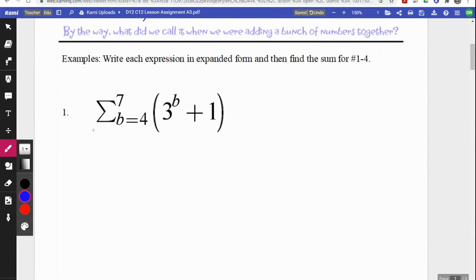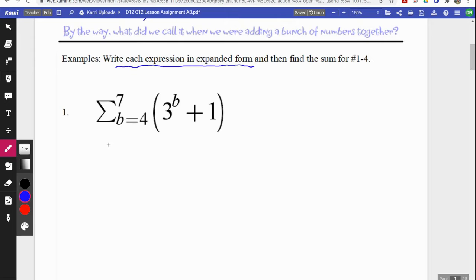Sometimes it's written like this. You may see b equals 4 on the bottom and then a 7 on top. Or it could be written on the side like this. It just depends on whatever program you're using or whatever you see. But then in parentheses is the general formula. There's only one variable, b, and that's where you're plugging in. But b is starting at 4. So we're going to write the expression in expanded form and then find the sum. Basically, just generate the terms of this sequence and then add them all up. So kind of like making a series.